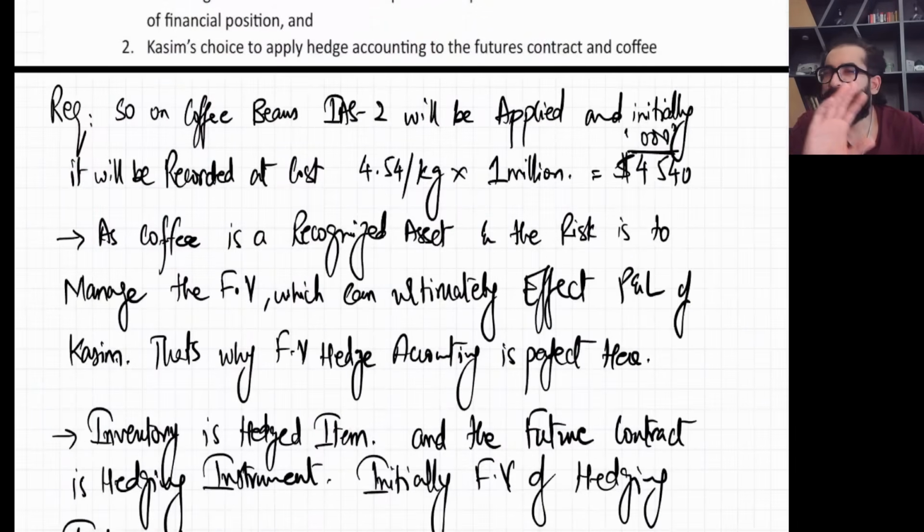So you need to write a very simple discussion about the standard. You can also write the hedge item, hedging instrument, and the process of fair value hedge accounting. Both hedge item and hedging instrument are recorded at fair value with changes taken to P&L. You know why? Because the objective is to offset, right?